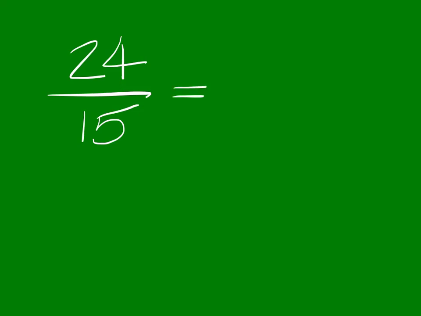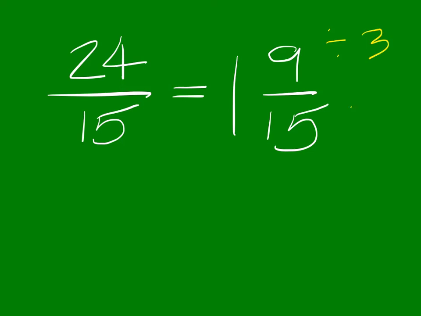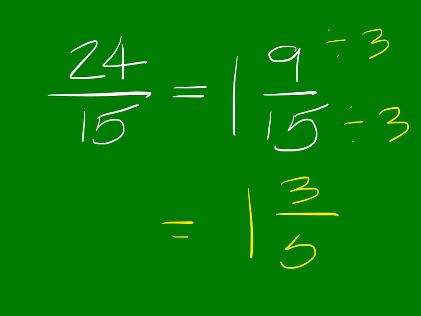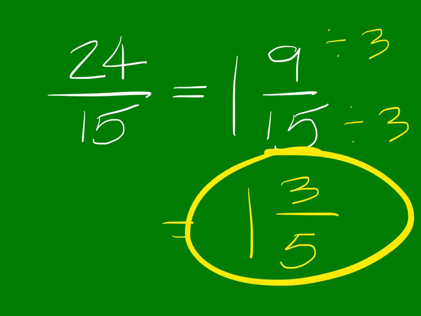Fifteen goes into 24 once with 9 left over. 3 goes into 9 and 15. So on the top we have a 3, the bottom we have a 5. 1 3/5. Answer on the bonus is 14.